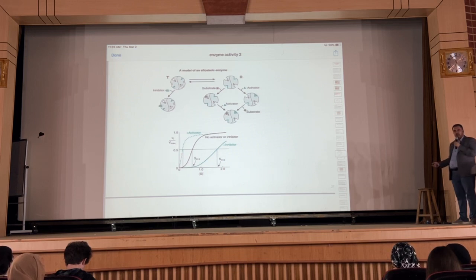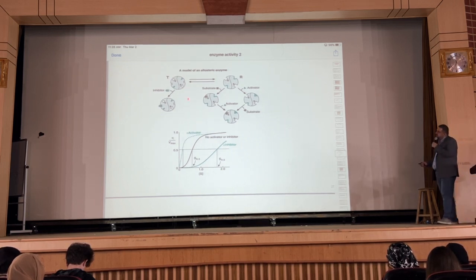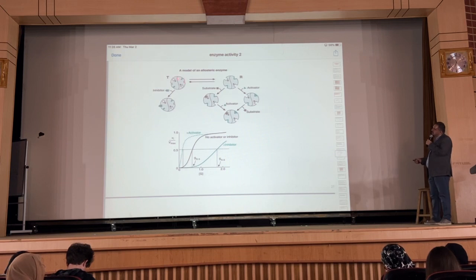The enzyme changes its conformation. This is an allosteric enzyme. If you look at this picture, suppose this is for the substrate, and this triangle is for the allosteric substance. The allosteric substance is very important.